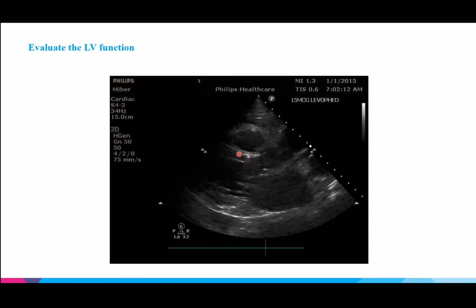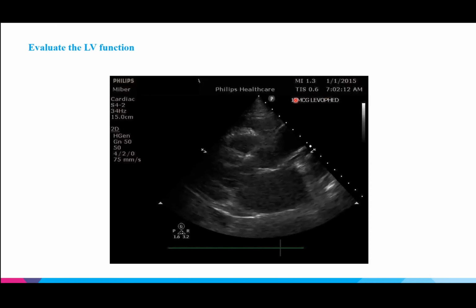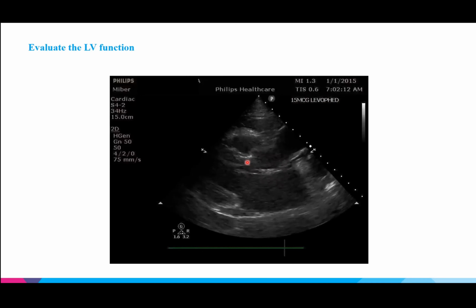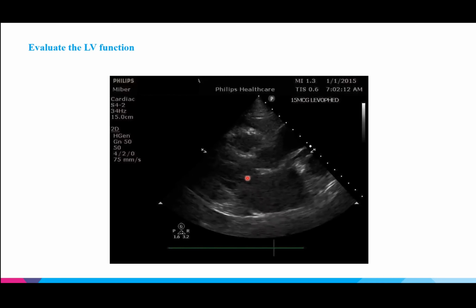So with this view, excellent, this is parasternal long, right? We've identified all the key structures. This is the left ventricle here. This is the movement of the walls. I don't know if the patient was actually on 15 mics of levophed or not, whether the patient was in shock, who knows. I don't know the context of a lot of these clips, but the things I'm looking at most in this view are the anterior leaflet of the mitral valve and the movement of the walls.